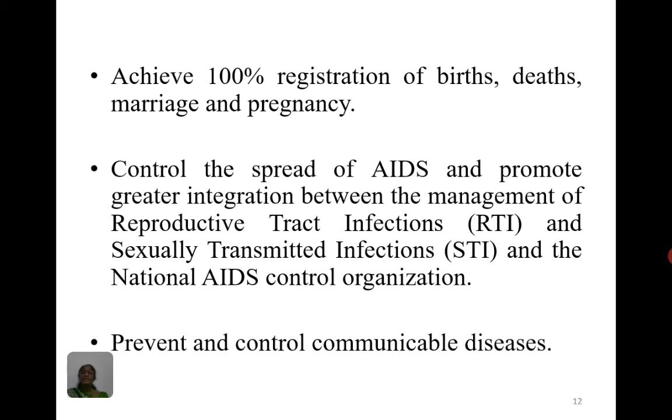And to achieve 100% registration of births, deaths, marriage, and pregnancy was also one of the goals. So, by registration of all this, an exact number of the population can be known, and this would be helpful for the civil registration system also, where a country can maintain proper data of its population.